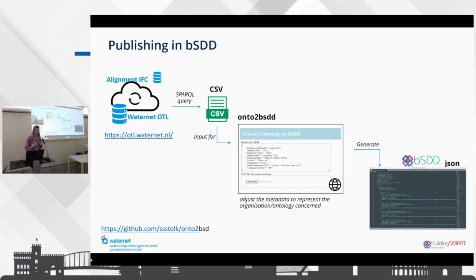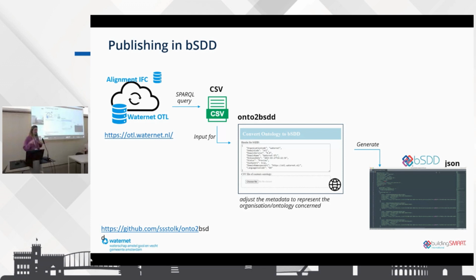So how did we do it? We tried to make it very automatic, because our ontology is pretty large, and if you had to make everything by hand, it's of course a lot of work. We have this ontology published online, and with a SPARQL query, a special query for linked data structures, we make a CSV out of it with the right information which we need for the BSDD.